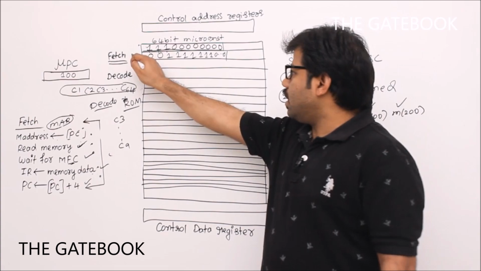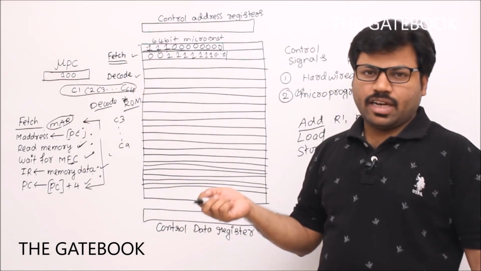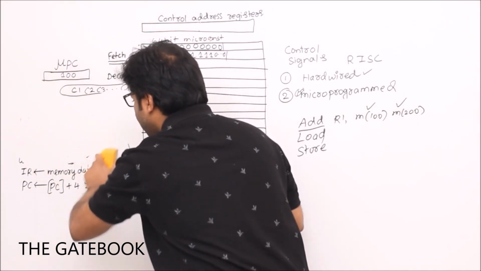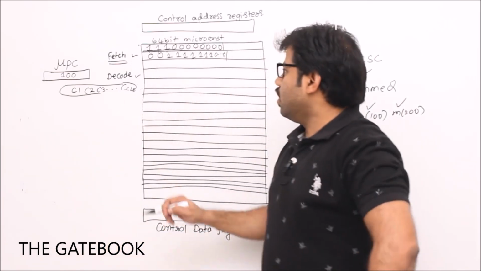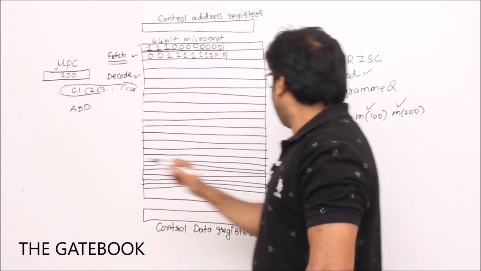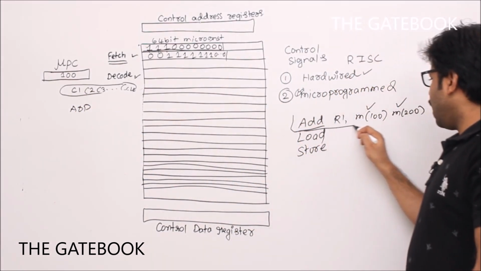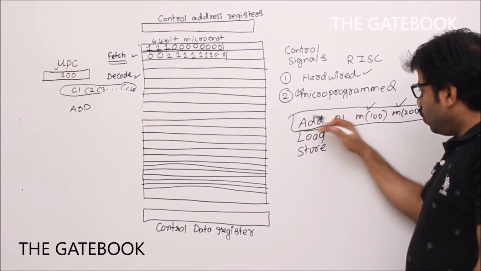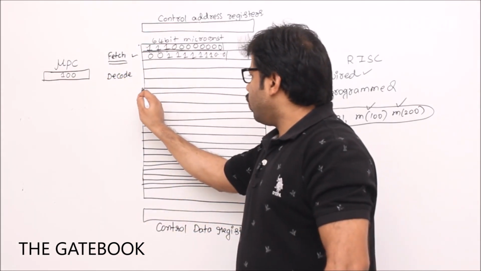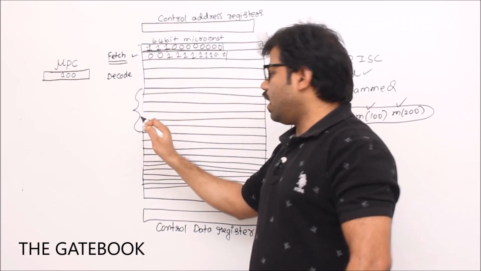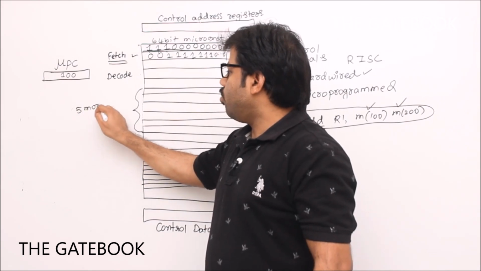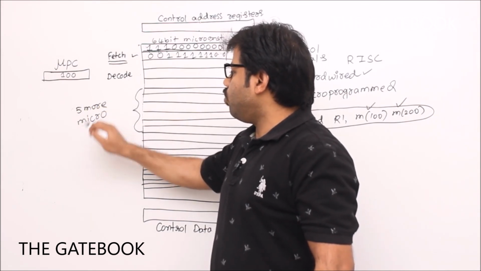Now after fetching and decoding, some more steps are required to execute one particular instruction. We need fetch and decode, and now, for example, let's say you want to execute the add instruction which I have shown, add R1, memory of 100, memory of 200. For that you require some more control signals and operations. Let's say you require 5 more micro instructions.